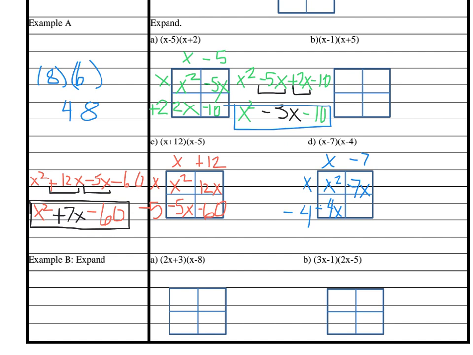And then the last part, negative 4 times negative 7. Remember, you can always use a calculator. Negative times a negative is positive, 28.